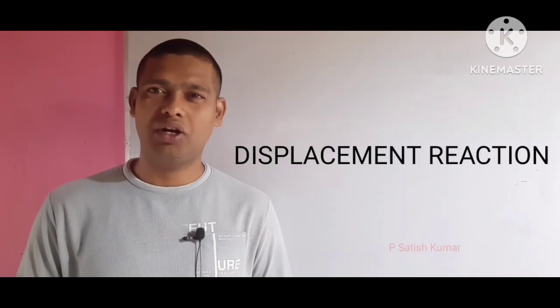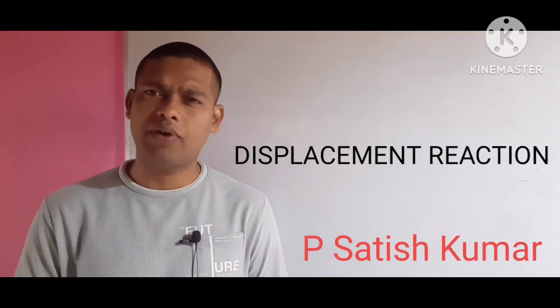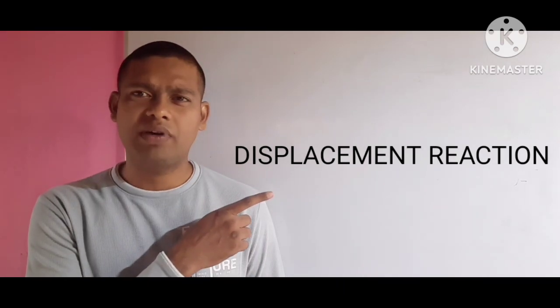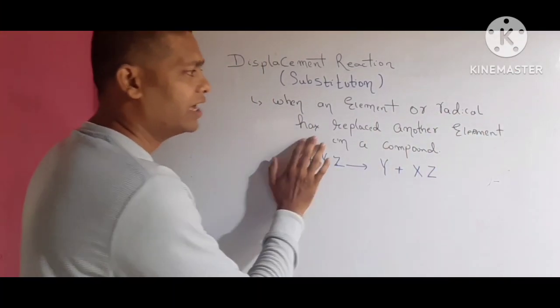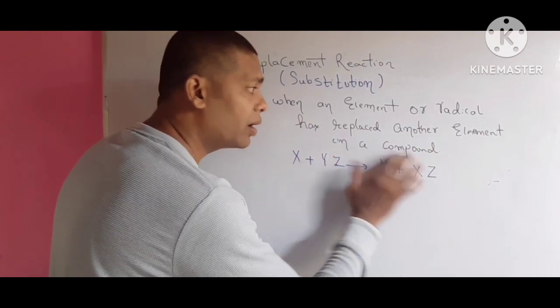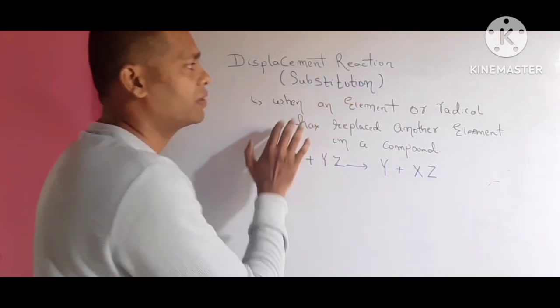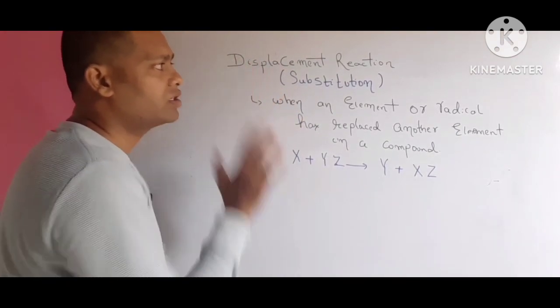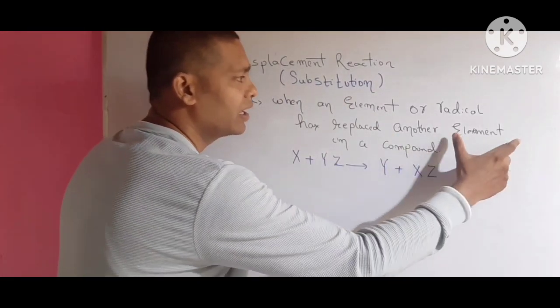Now we have entered the third part, where we will be discussing the next type of reaction, known as displacement reaction. It says that when an element or radical has replaced another element in a compound, that is known as substitution, or we can say displacement. Both are the same. Displacement is also known as substitution. Substitution means replacing. We know that one, replacing an element.